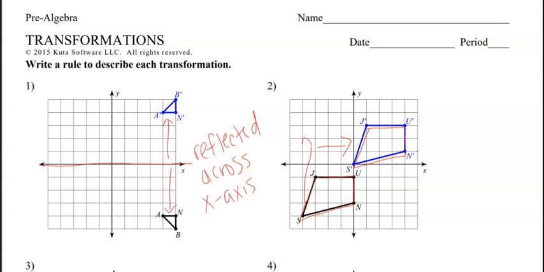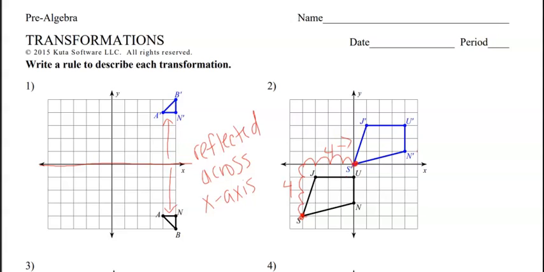So then we just have to figure out how much we moved it up and how much we moved it over. So to do that, we pick a point. So I'm going to pick point S. And I'm going to see how many points I had to go up and over to get to this next S, to S prime. So I went up 1, 2, 3, 4, and I went over also 4.